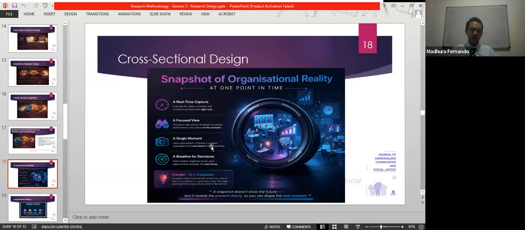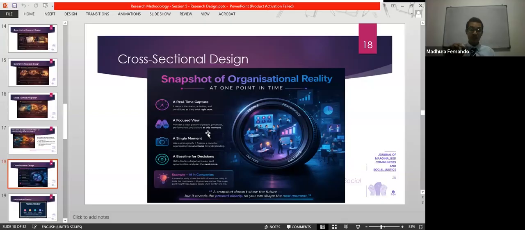A single moment. A focused view provides a clear picture of people, processes, performances, and culture at this moment. Or you can get an idea about the organizational culture, organizational behavior, activities, absenteeism, employee turnover. You can get values at this moment. That is the cross-sectional design. You only take a certain point of time. It is only a snapshot.